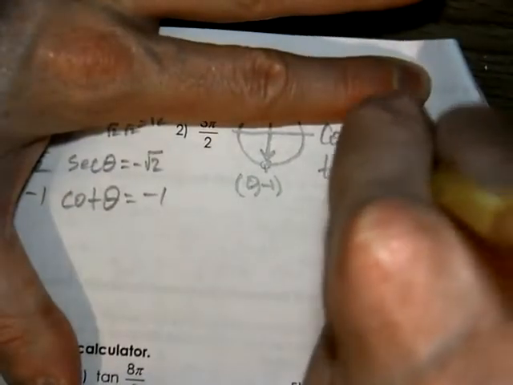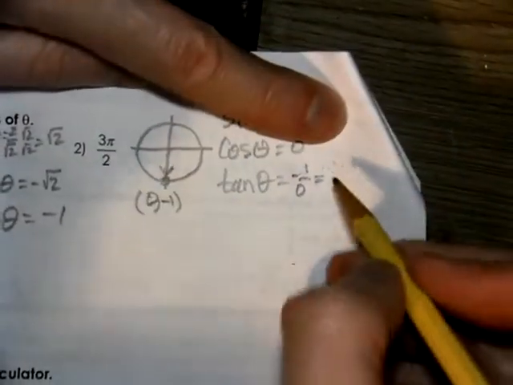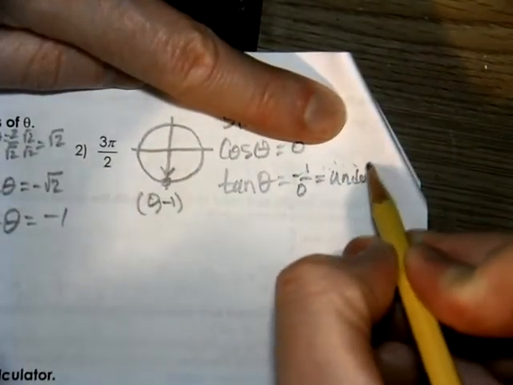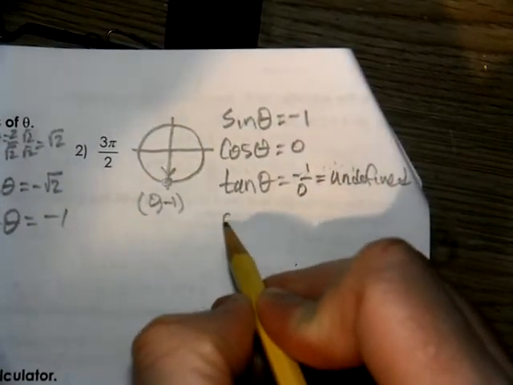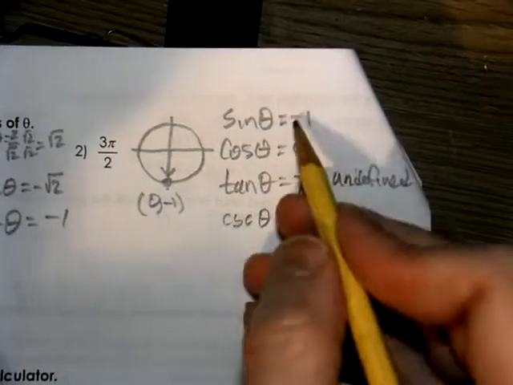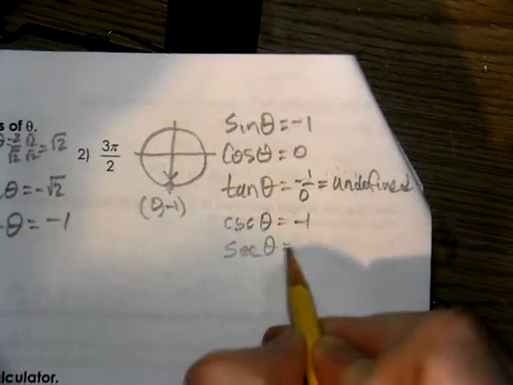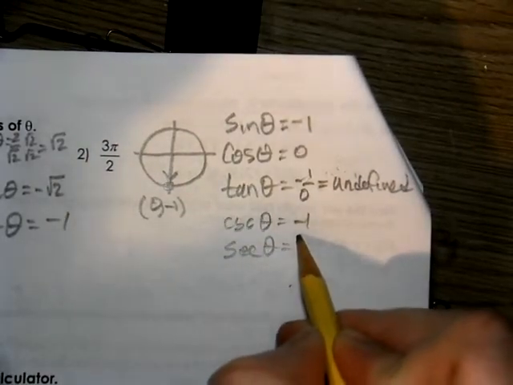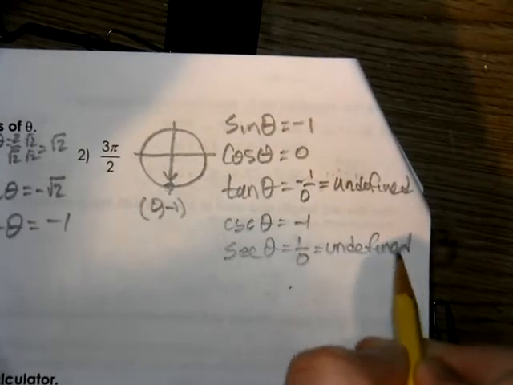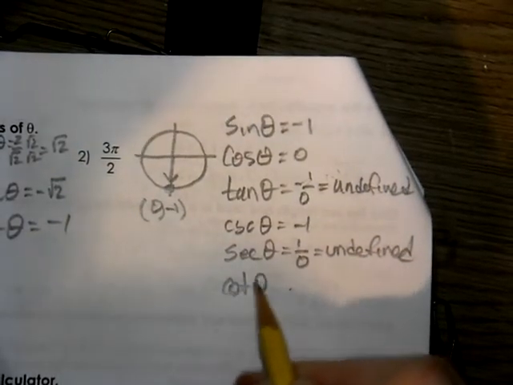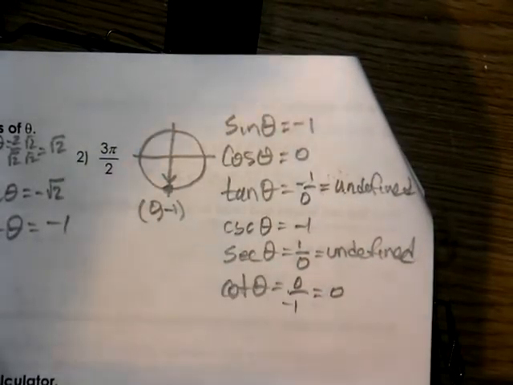Here, let's put down negative 1 over 0 and then call that undefined. Secant of our theta is the reciprocal. Oh, that's cosecant. Cosecant is 1 over negative 1, which is negative 1. And secant is 1 over 0, which is also undefined. And then cotangent is the reciprocal of tangent, which is 0 over negative 1, which is just 0.